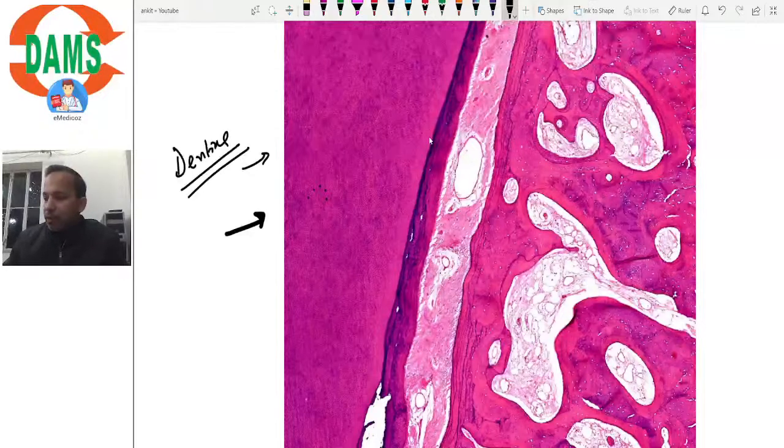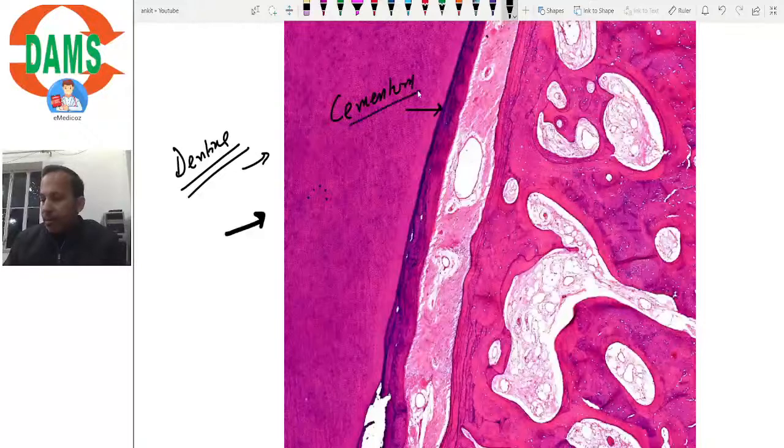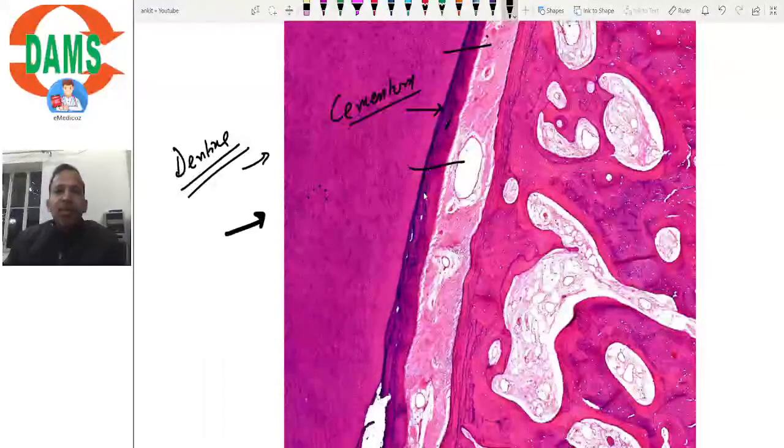So what is this tissue? This is the cementum, right? The cementum which is covering the dentin on the root surface. If you look properly, you can even visualize the incremental lines in cementum. Can you notice these fine incremental lines here? These are the incremental lines of Salter, right? When you look at this particular region, you will notice that there are no cells. So probably this is the acellular cementum.